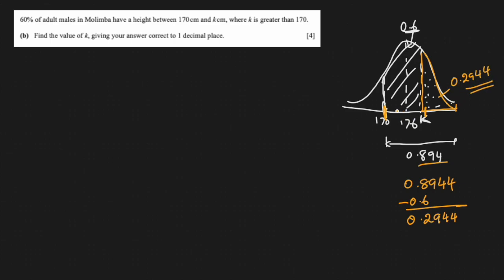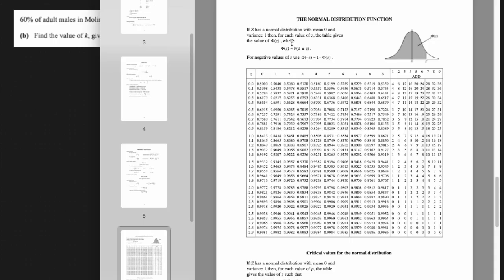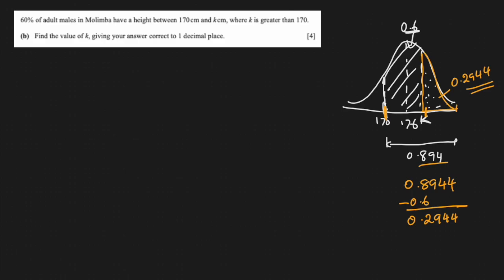Okay, but the table I'm talking about is always less than. This table is always less than a number, not more than. So this 0.2944 has to be converted to less than. So probability that x is less than k is 1 minus 0.2944, which comes out to be how much? 0.7056.